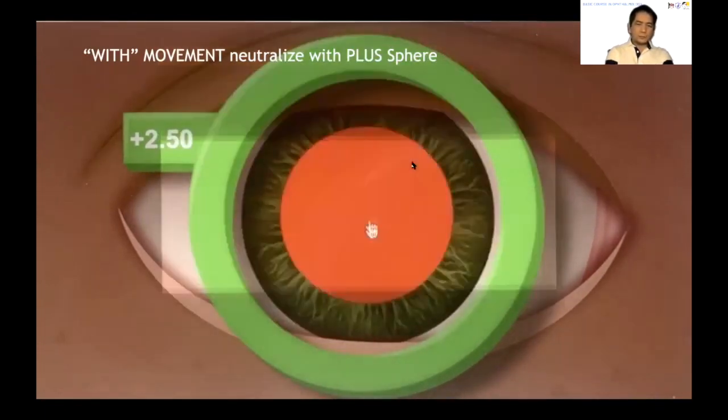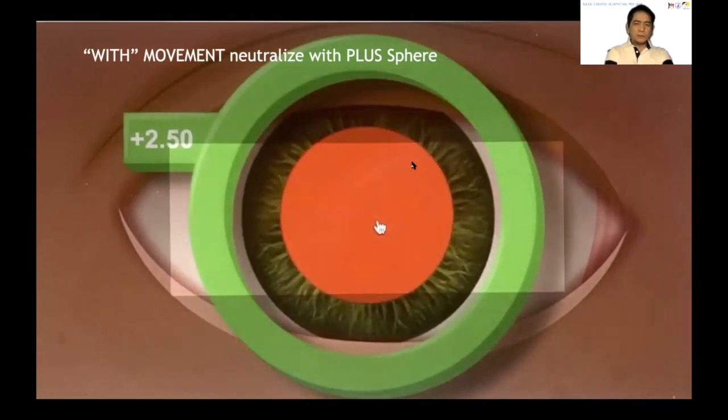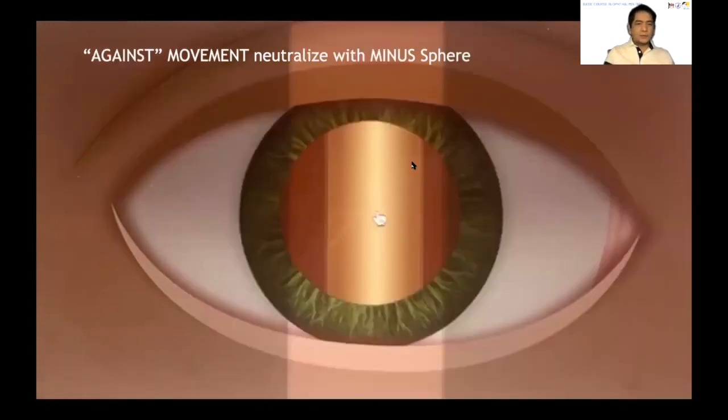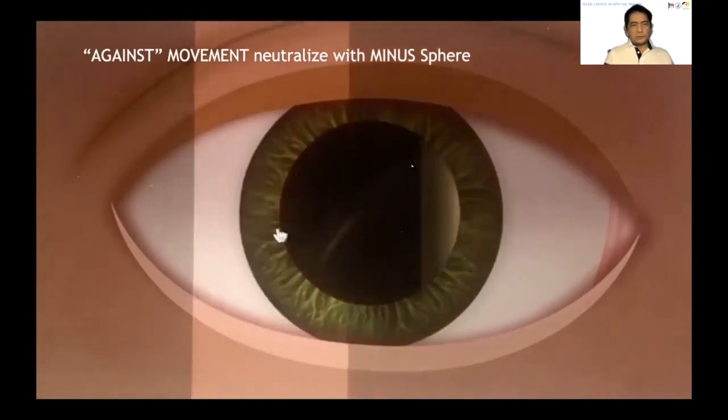Check the secondary meridian. If it is also neutral, then you have a pure spherical component. So your gross retinoscopy is plus 2 diopter sphere. You subtract your working distance of minus 1.50 diopter sphere, then you will get a net retinoscopy of plus 1 diopter sphere. The second video will show you an against motion.